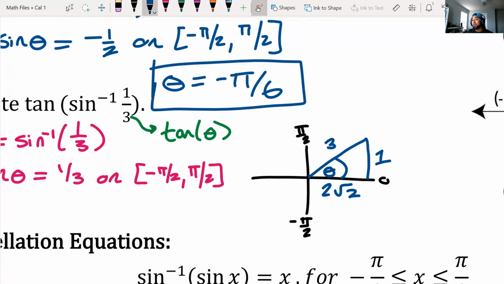Which means that we can now answer the evaluation. It wants to know what is the tangent of theta. So now this theta holds all this information. So now we're calling on that theta and applying tangent to it. So from this triangle, we say the tangent of theta, and remember that tangent is opposite over adjacent. So this tangent of this theta would be 1 over 2 square root of 2. Or if you rationalize, what will we get?